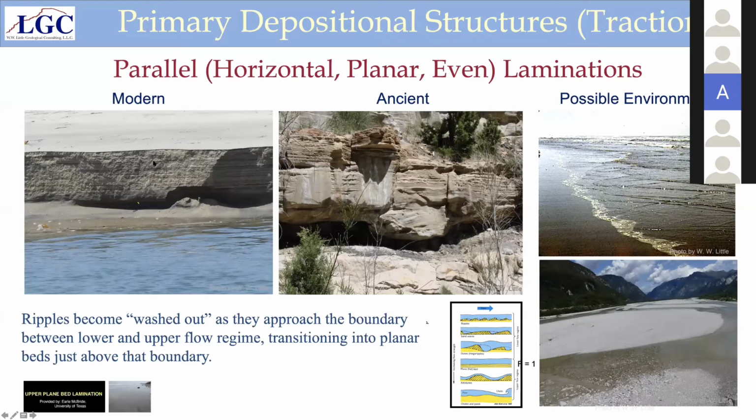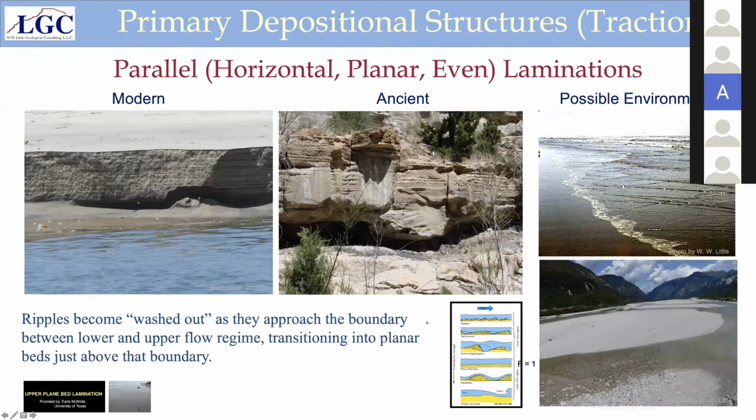The most common place to find horizontal laminations is along beaches. This is a beach in Southern California. It's been cut through by a channel, so you can see the laminations. On the right is an ancient example. This is from the Cretaceous in the state of Utah. I put this one here down at the bottom.